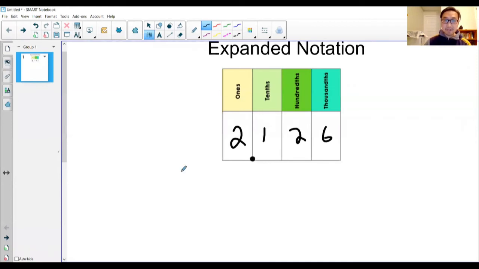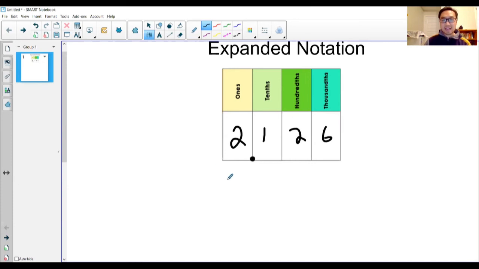Lastly, let's say I wanted to show expanded notation of a decimal number in the thousandths. Well, I need to show what the 2 in my ones means, and I need to show what my 1 in my tenths means. I need to show what my 2 in my hundredths means, and I need to show what my 6 in the thousandths means.